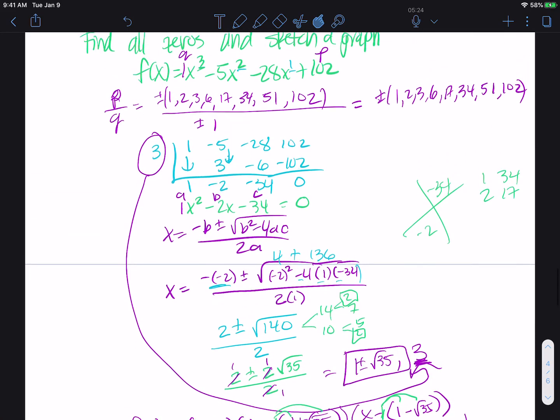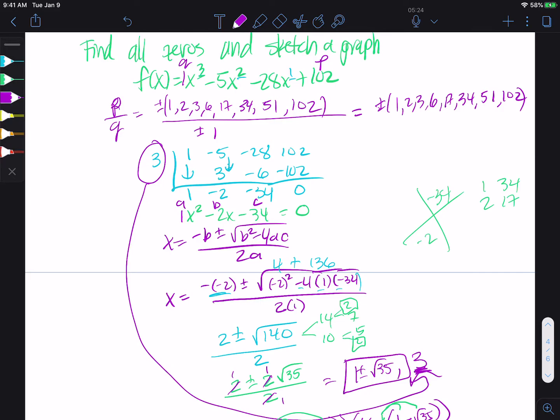Our original equation, if we go back up, was an x cubed, which means that it's odd since the power is odd. And then since it's positive, we're going to be increasing from left to right. So we've got that our end behavior looks something like this.